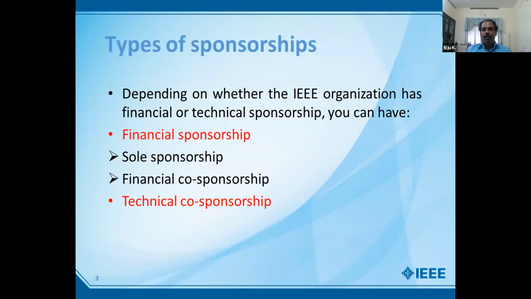Coming to the types of sponsorship, the IEEE defines the types of sponsorship basically into two types: financial sponsorship and technical sponsorship. In the financial sponsorship itself, there are two kinds: sole sponsorship and financial co-sponsorship. I will explain each one in detail in the upcoming slides.